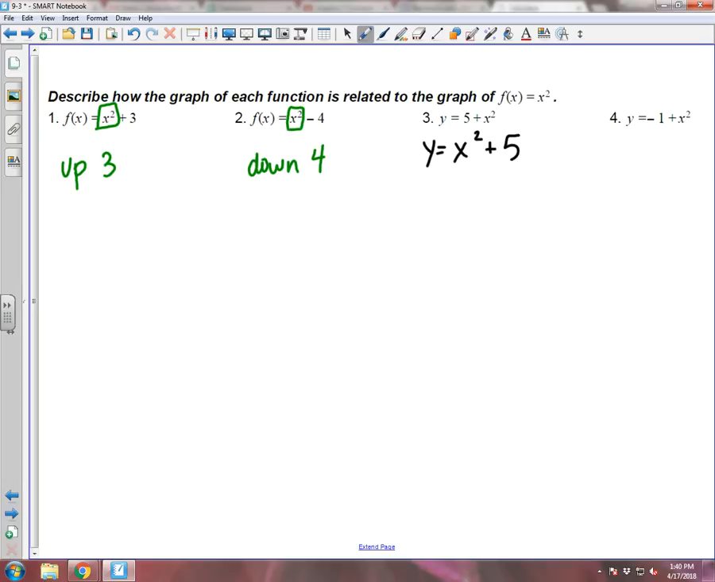I'm going to rewrite it so it's in the correct order. I see the parent is right here. So what's happening to this graph? This is going to go up 5. Same thing happens in number 4. So how would I rewrite it? Oh, how about y equals?